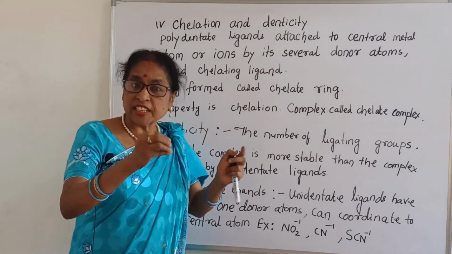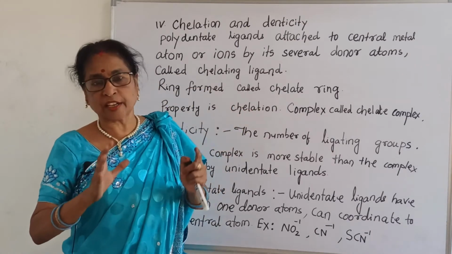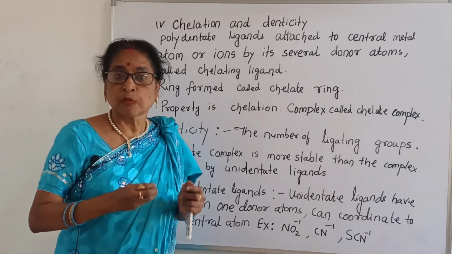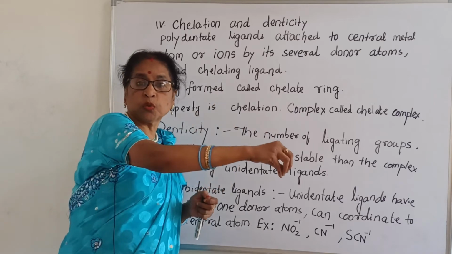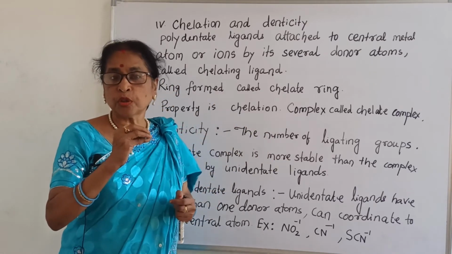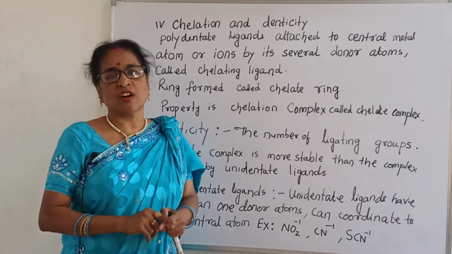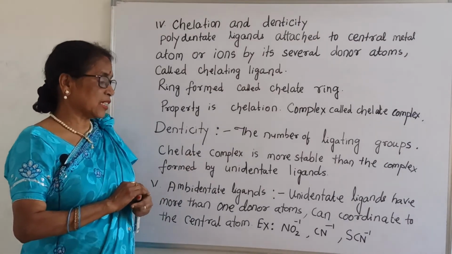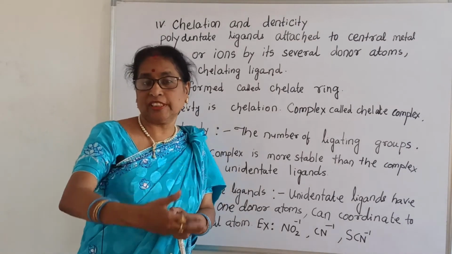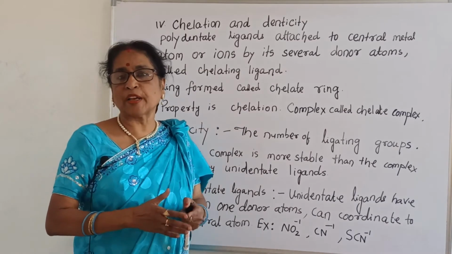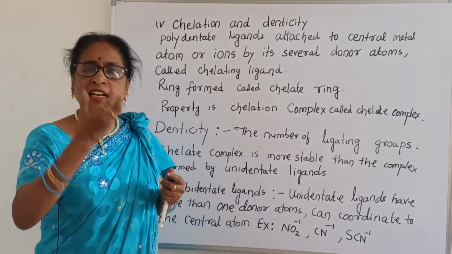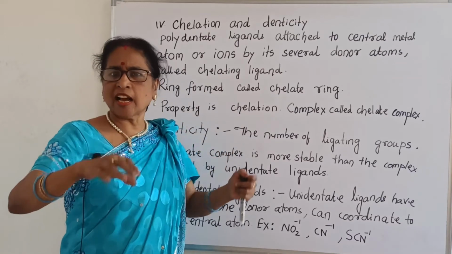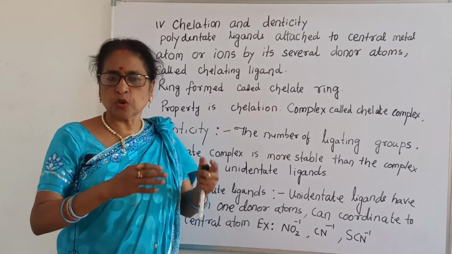If 2 donor atoms are present in a ligand to donate to the central metal atom, then it is called didentate. Tetradentate means 4 atoms should be donated to the central metal atom, 4 donor atoms in a ligand. So a chelate complex you generally find more stable than the complex formed by monodentate, because monodentate is a simple one, simple anions or simple molecules present inside your complex compound or coordination compound.